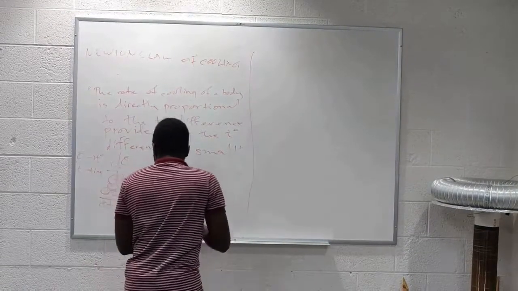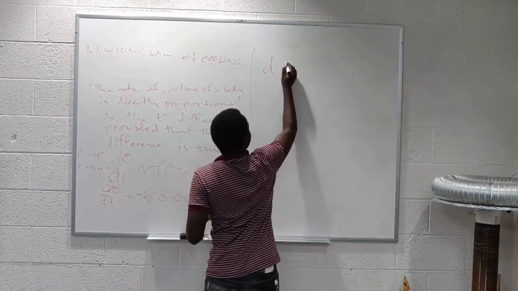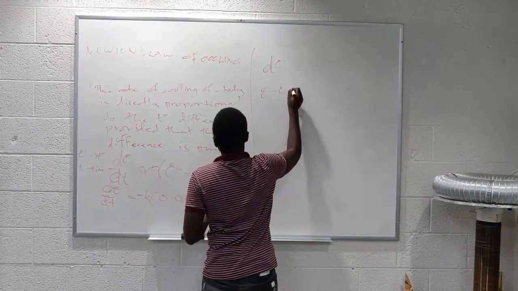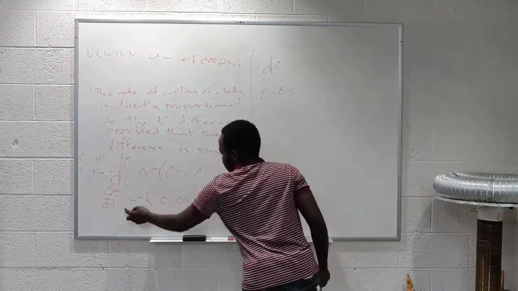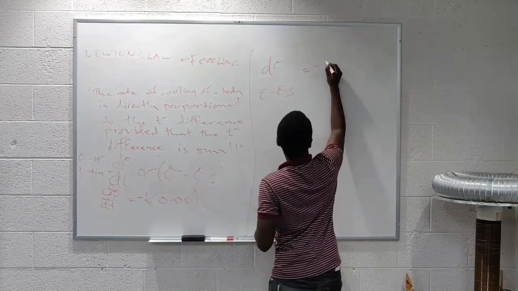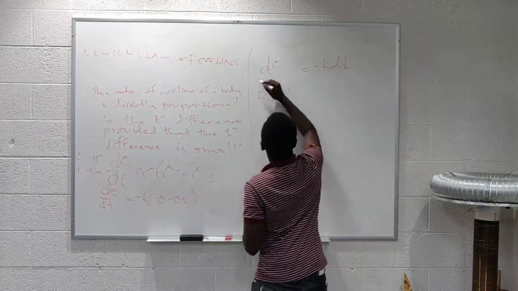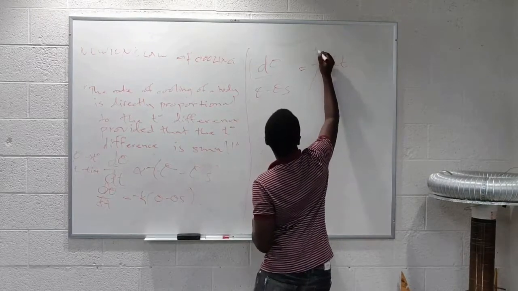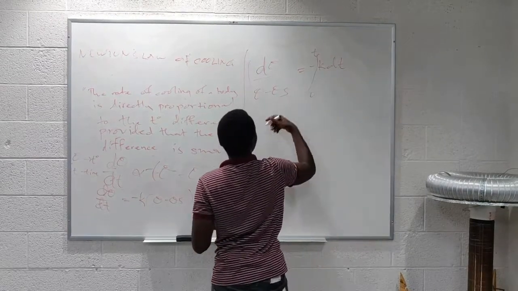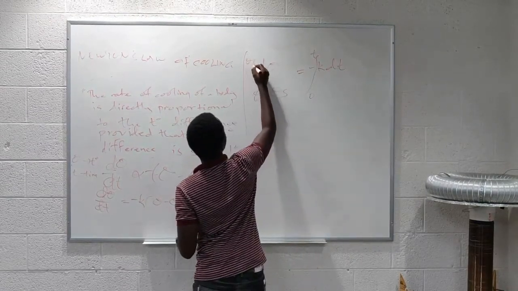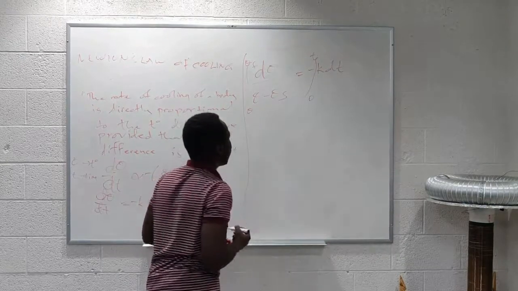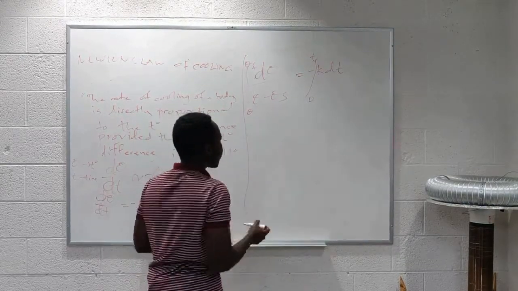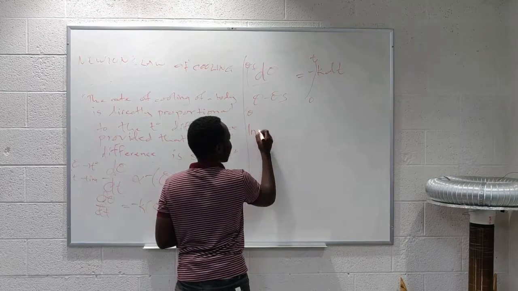So dθ over (θ minus θs), I'll send this here. So it will be minus k dt. I'll integrate both sides, with the limits being from 0 to the final time, and from the initial temperature to the final temperature. Okay, so integration on this side will give me something like this.